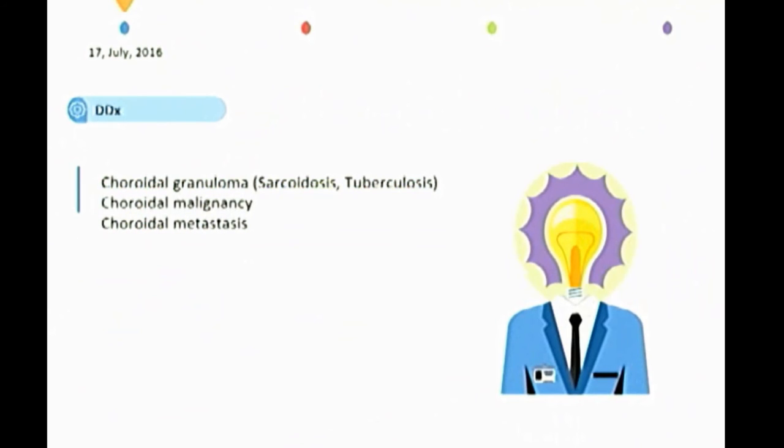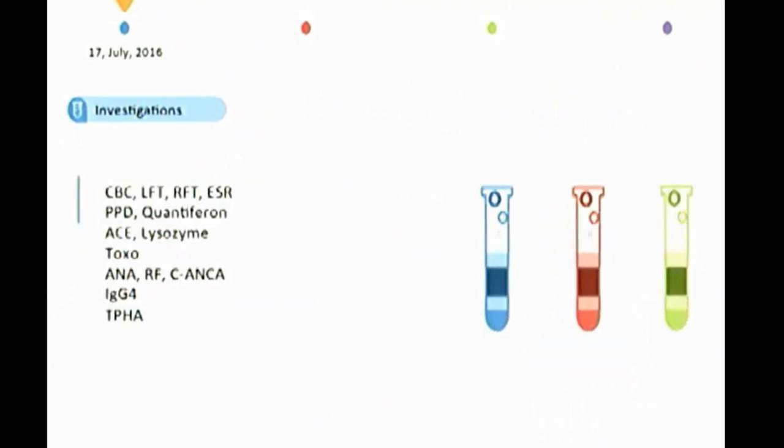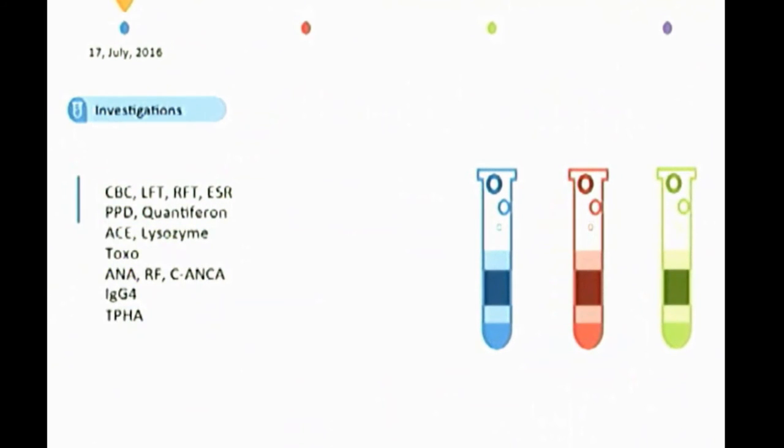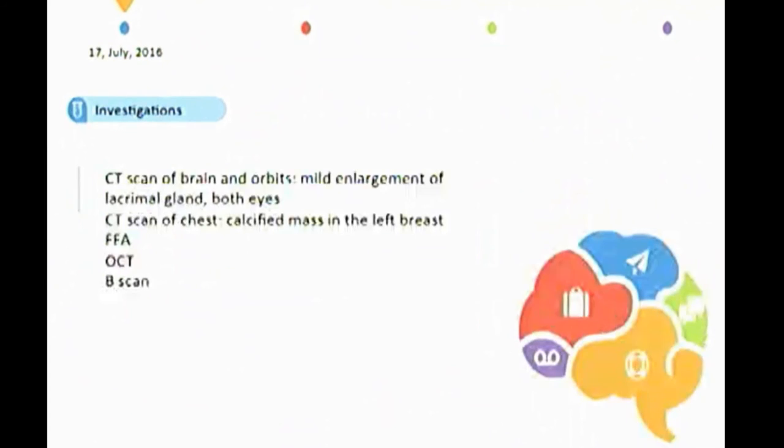So as has been mentioned, choroidal granulomas, malignancies, and metastases are almost on top of the list, but the list goes on. The following investigations were ordered for the patient: CBC, LFTs, renal function, ESR, PPD and QuantiFERON, ACE and lysozyme, toxo, ANA, rheumatoid factor, cANCA, IgG4, and syphilis serology. All were within normal, but the PPD came back strongly positive with 20 millimeters of induration, and the QuantiFERON was positive as well.